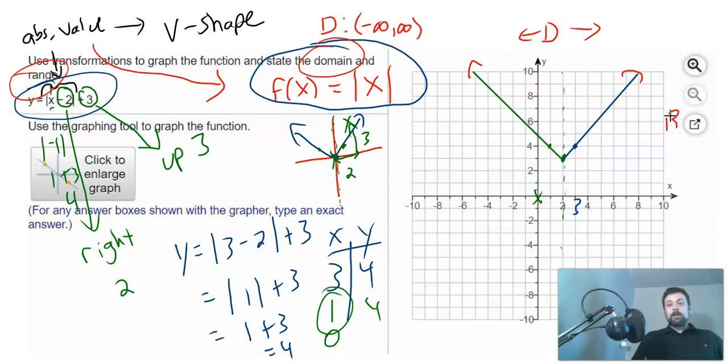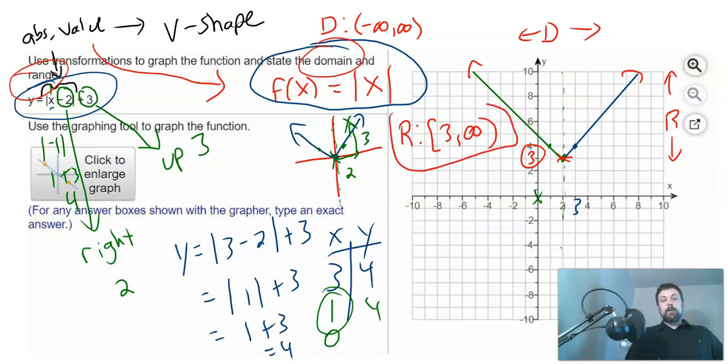The range is how far down the graph goes, how far up it goes. So in this case, how far down is the graph going to go? It only goes as low as 3. That's the lowest y value on this graph. It gets as low as 3, right? This is the lowest point right here, and that y coordinate is 3. How far up does it go? It goes up forever. So the range is going to be 3 to infinity. So that's the domain and range.